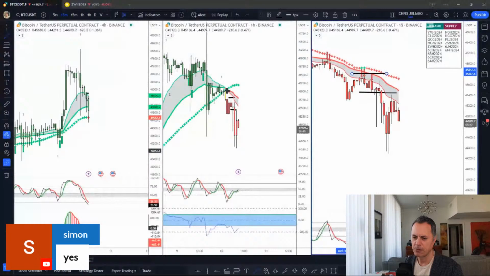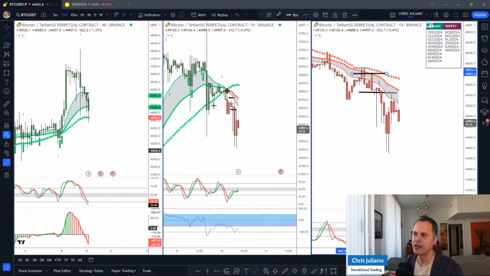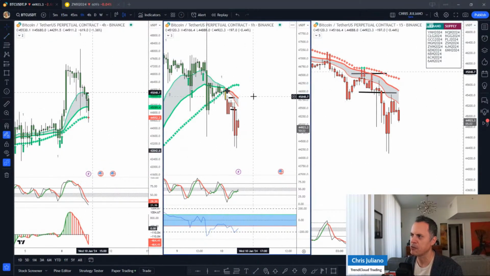Let's see here. Do not have the, right. You just have the indicator. You have the TrendCloud indicator, right? Yeah, no worries. That's what you're supposed to do. You got the indicator, you're learning how to use it.